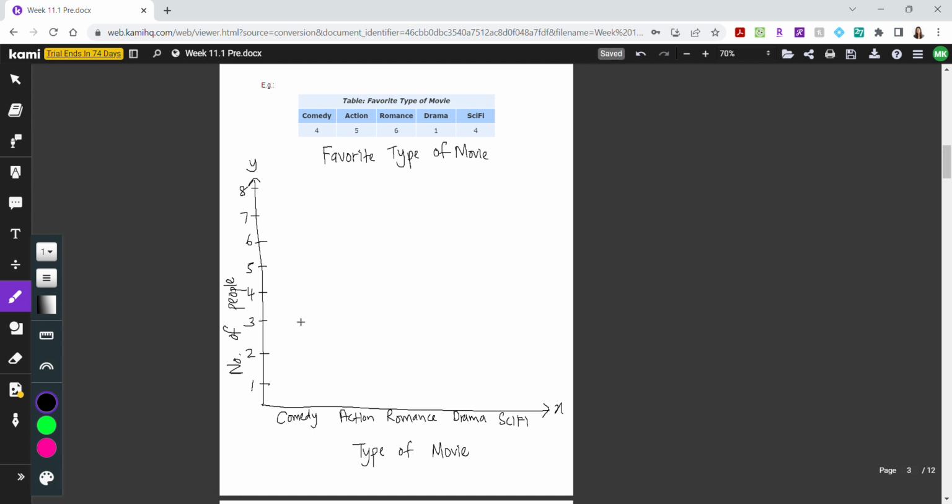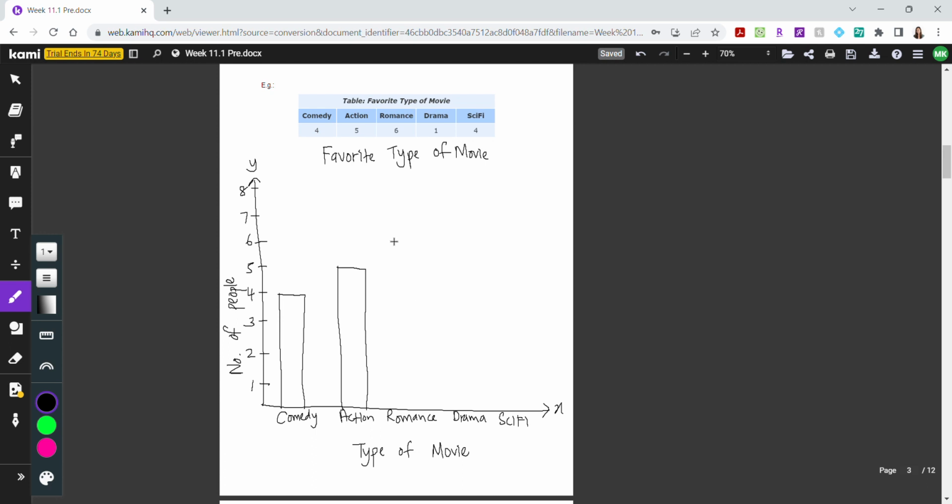And now I want to start making my rectangular bar. So let's look. Comedy has 4 people, so I want it to at least be up until here. That's how thick my bar is going to be, roughly. Alright, now for action, there's going to be 5 people, so it's going to be from there. And obviously, if you're drawing this on paper, you'll be using a ruler and making sure that each of your bars are about the same thickness.